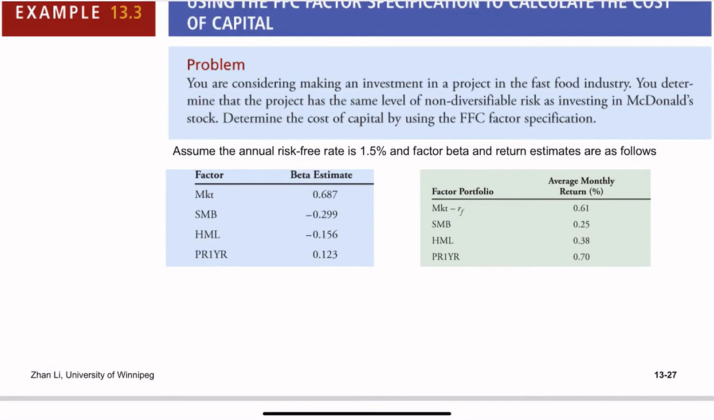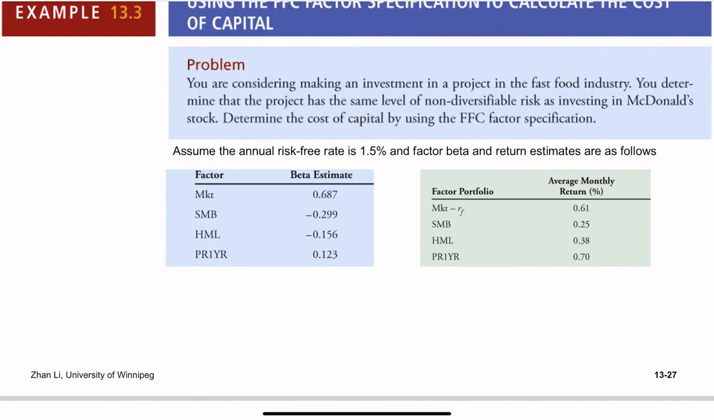So let's say you're thinking about investing in a project in the fast food industry. You determine the project has the same level of non-diversifiable risk as investing in McDonald's. So determine the cost of capital by using the FFC factor specification.